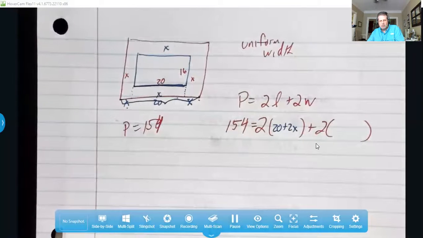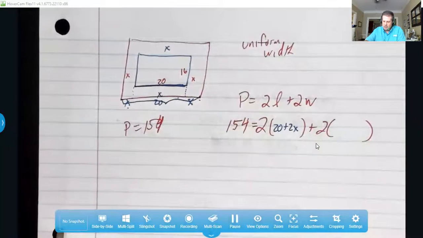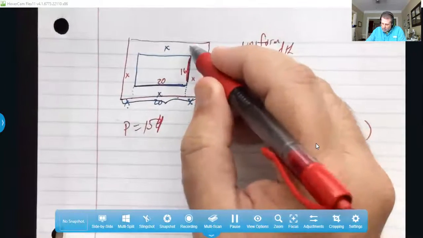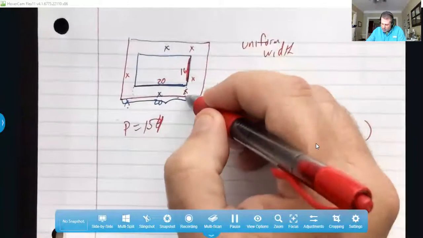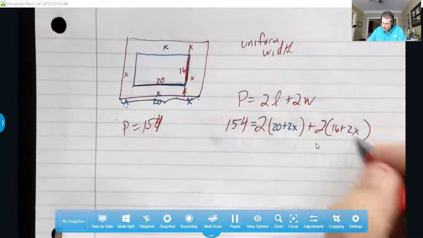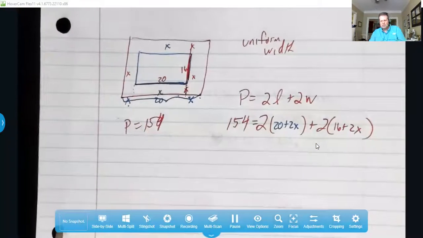That's what the book is trying to show you. Same thing with the 16. If this is 16 here, wouldn't this be x and this be x? So from here to here would be 16 plus 2x. And that's where they got that number from in your book. So now we've got to solve it.